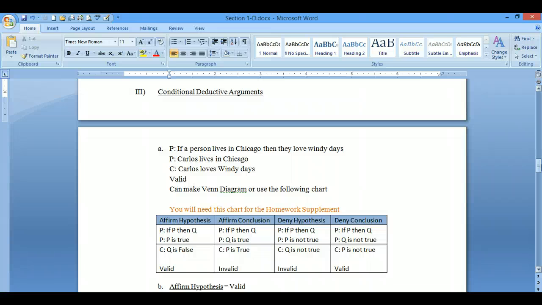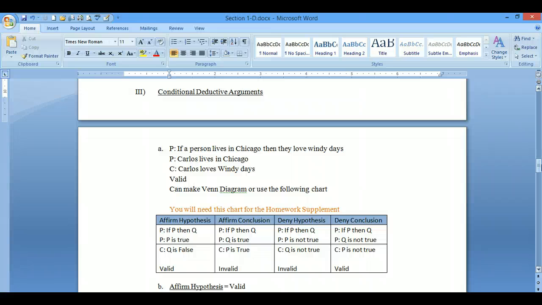Okay, my first premise: if a person lives in Chicago, they love windy days. Next premise: Carlos lives in Chicago. Conclusion: Carlos loves windy days. So, am I leading us there? Did I take us from Chicago? Carlos living in Chicago, does he definitively love windy days? Let's go to the top. If a person lives in Chicago, then they love windy days. So that means every person that lives in Chicago loves windy days. If Carlos then is living in Chicago, the conclusion is yes, he loves windy days. This is a valid statement.